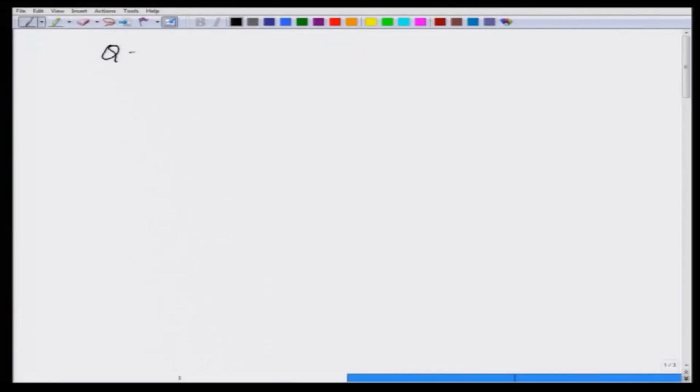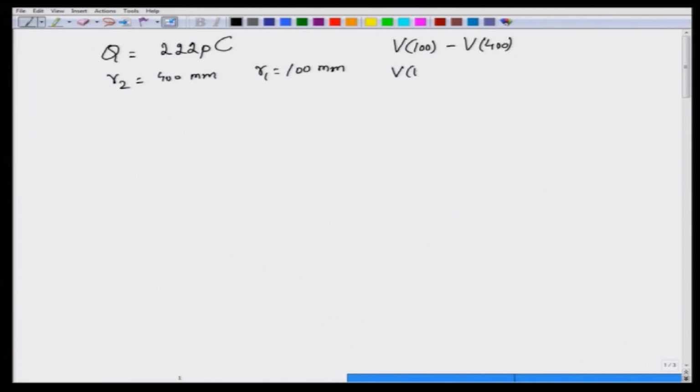Assume that I have a point charge which is 222 picocoulombs, and I want to consider movement from R2, which is equal to 400 millimeters, to R1, which is at 100 millimeters, and the field that we are considering is a point charge field. I want to find out the potential difference between the 100 millimeter and 400 millimeter points, or the radius at 100 and 400, and I also want to find out what V of 100 itself is and what V of 400 itself is.